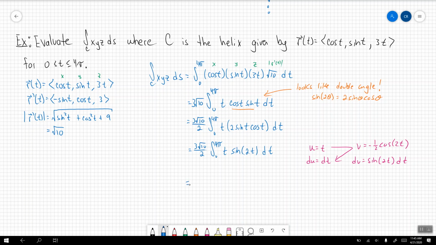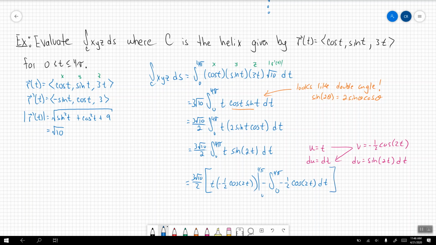Let's go a little bit lower. There we go. So u times v, so that's going to be t times negative 1/2 cosine 2t. Alright, so that's u times v minus the integral, and again this is still evaluated from 0 to 4 pi, minus the integral of v du. So v du, that's negative 1/2 cosine of 2t multiplied by dt.